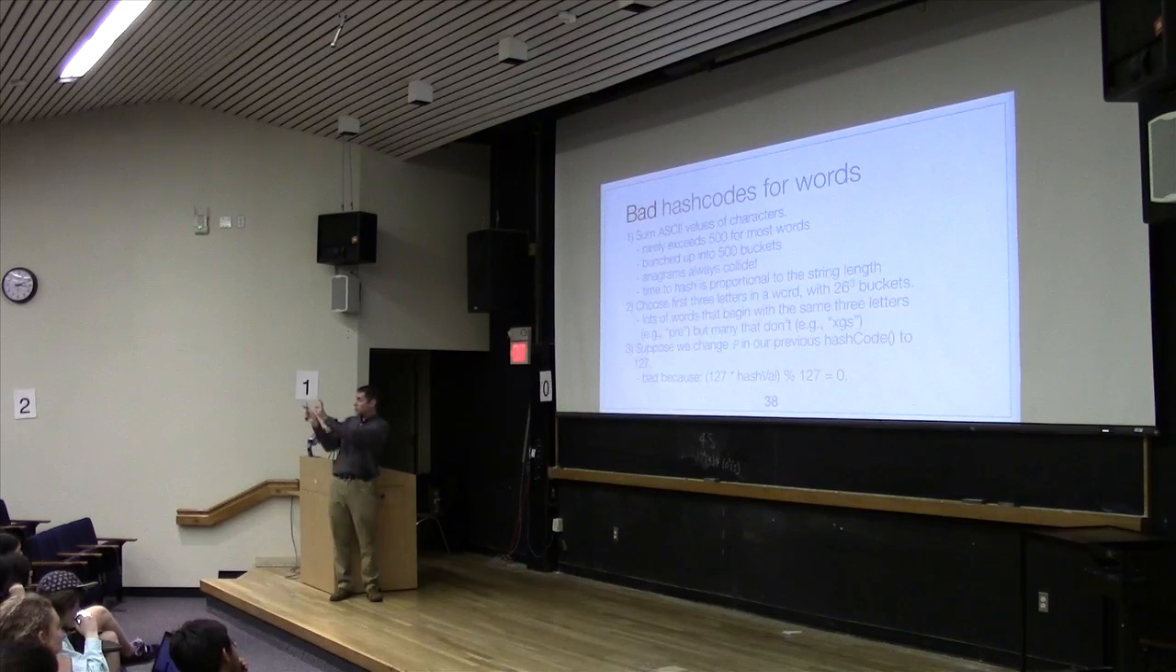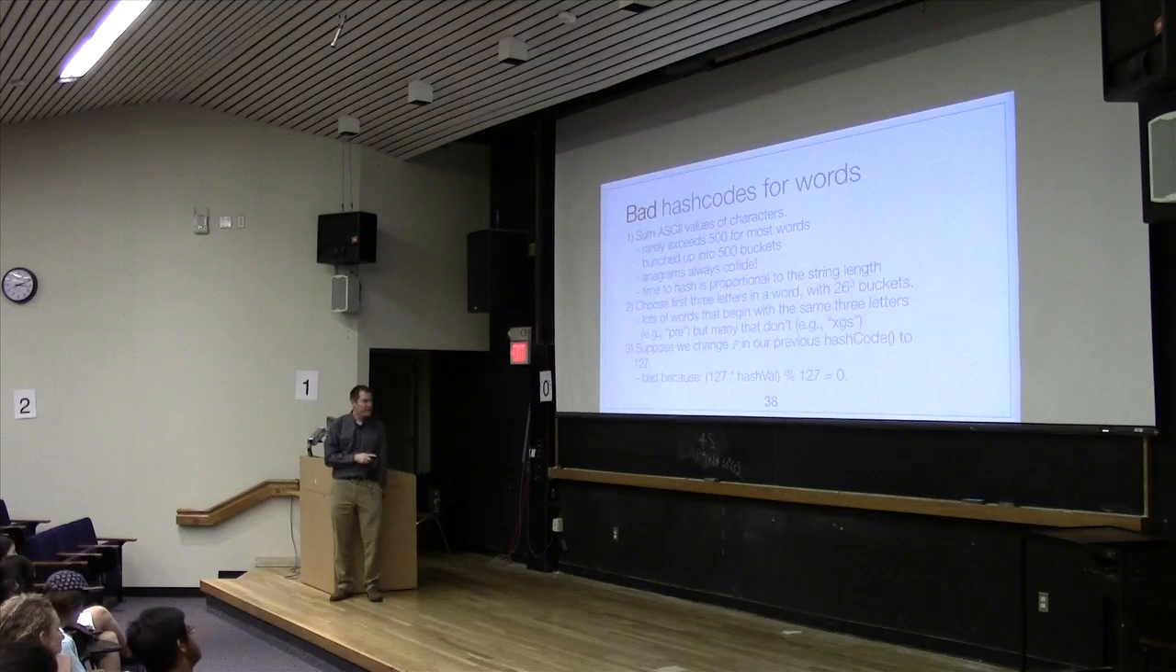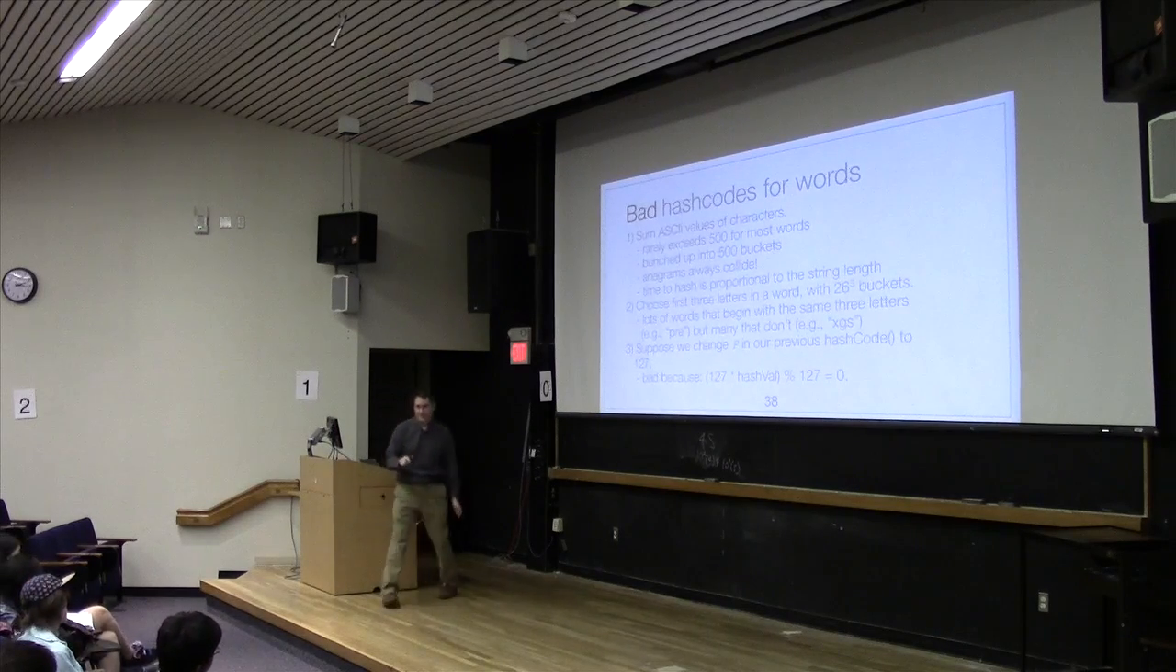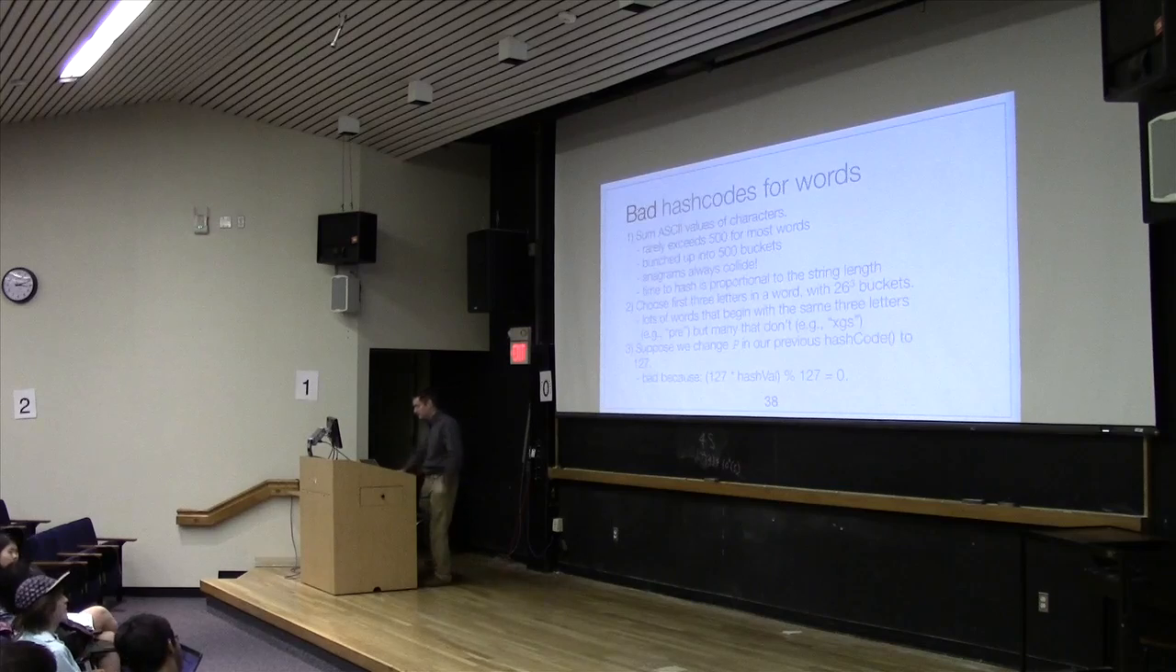What if you chose the first 3 letters, like we did before with the 2 letters, and just did it that way? Again, words generally have lots of prefixes, so you want to avoid that if you can. What if we changed p to be 127? Well, if we did that in the previous one, it is prime as well, but it turns out that's always going to be 0. Everybody's going to go in the same bucket. Don't do that. Not so great there.